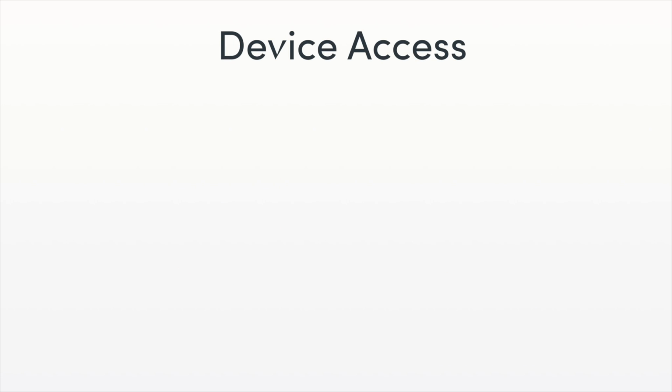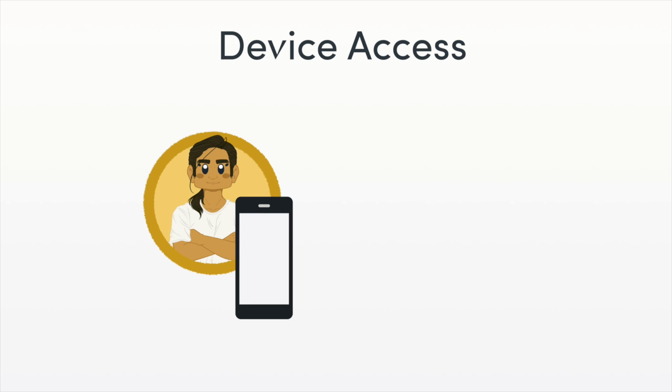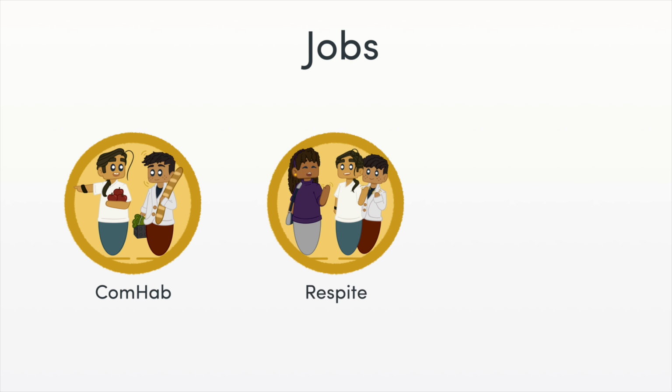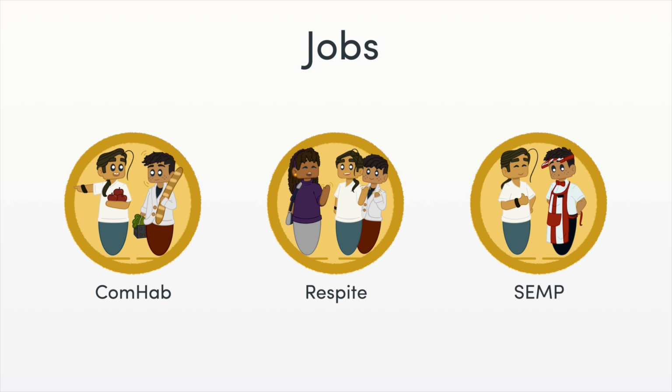In addition to a portal account, support staff need access to an internet device during the shift to record their time, preferably a mobile device like a smartphone or tablet. The circle approver also needs access to an internet device to approve shifts once they've been submitted. eTime should be used to record time for all ComHab, Respite, and SEMP jobs.